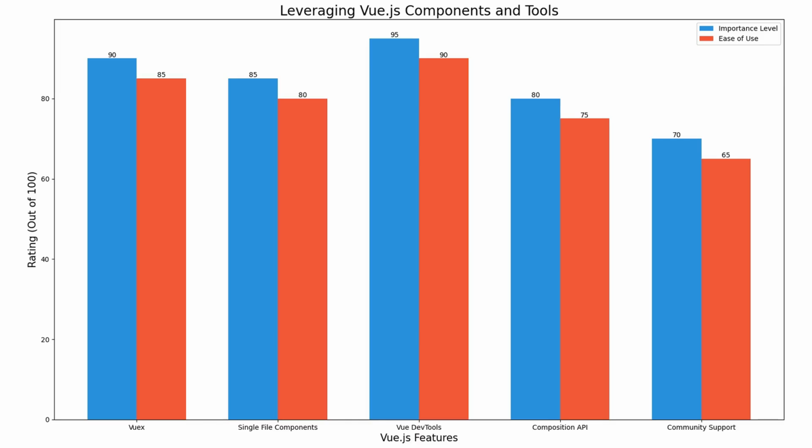On the other hand, community support sits at the lowest on both scales, 70 for importance and 65 for ease. This implies that while community resources can be helpful, they're perceived as less critical or perhaps not as straightforward to leverage compared to the core tools and APIs.